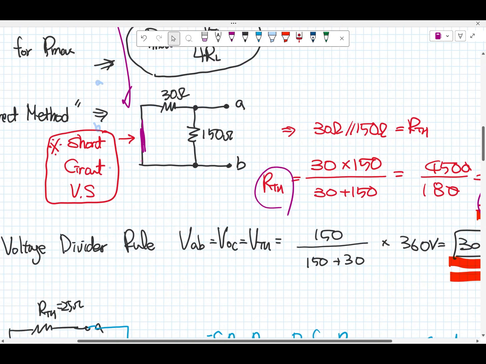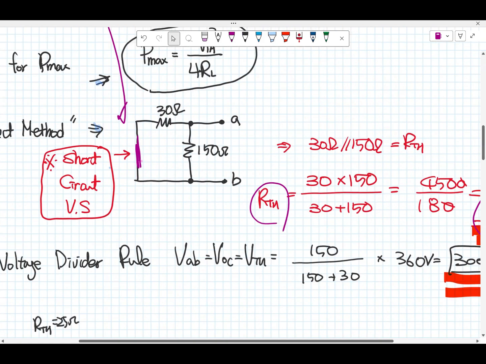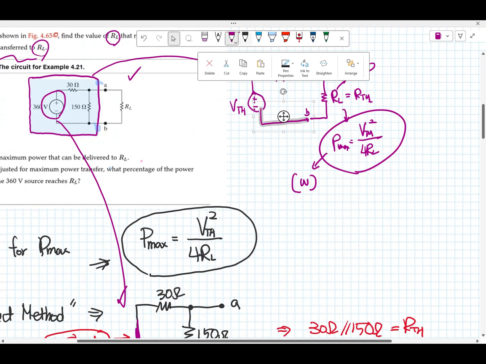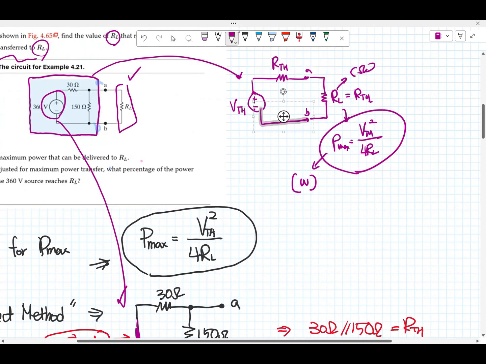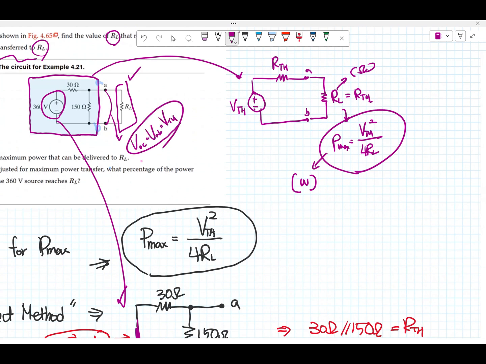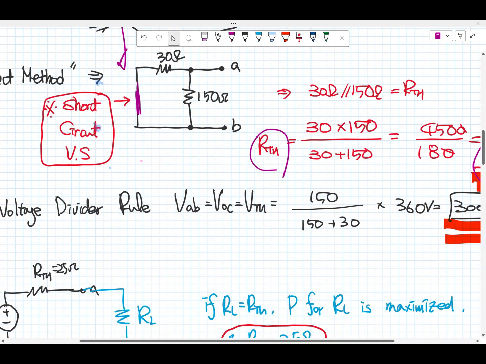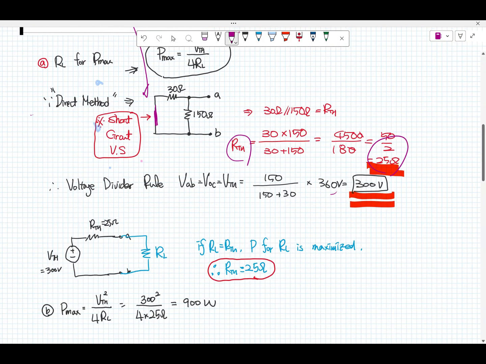And then go back to the circuit. Before connecting R sub L, with the open circuit, V sub AB is the Thevenin voltage. From this circuit, we can use the voltage divider rule, 150 over the supply voltage. That is the Thevenin voltage. So we found the Thevenin voltage by using the voltage divider rule, and also the direct method to find the Thevenin resistance.